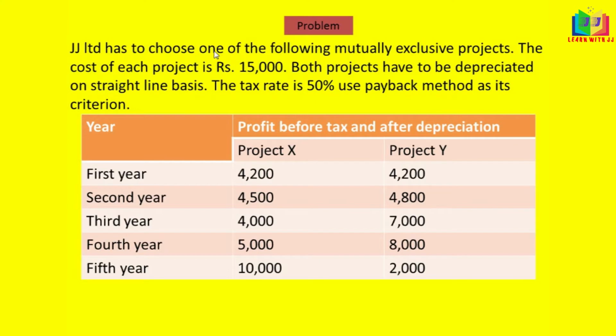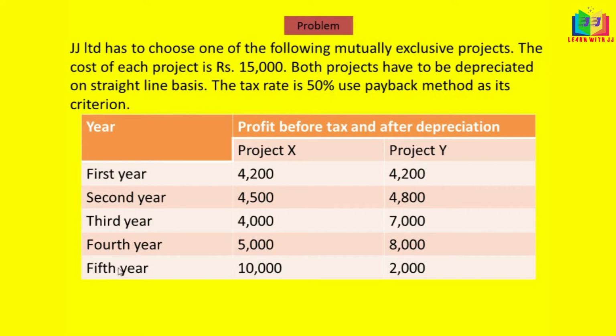JJ Limited has to choose one of the following mutually exclusive projects. The cost of each project is rupees 15,000. Both projects have to be depreciated on straight line basis, so depreciation is calculated on straight line basis. The tax rate is 50%. Use payback method as its criterion.